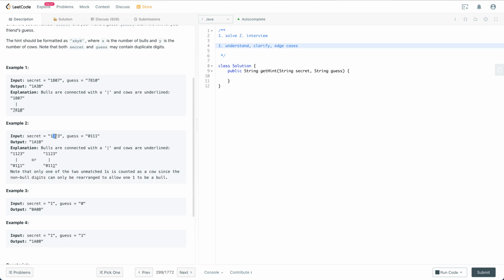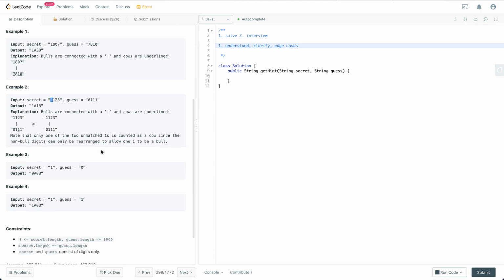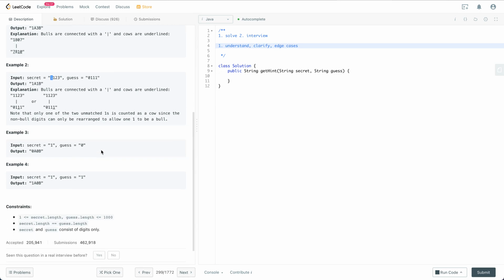So for this one, we have one bull and one cow. That is because we have this one matching with this one, but it's in the wrong position. I see. Yeah, that makes sense. So for this one, 0 and 0. For this one, 1 and 0.